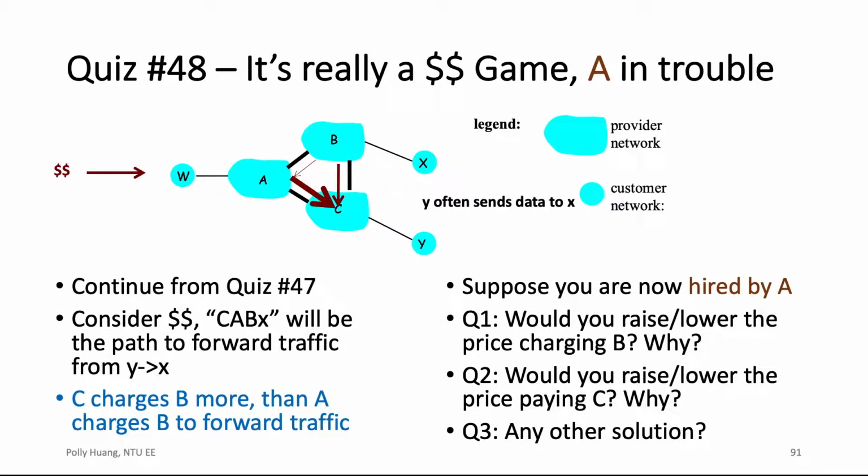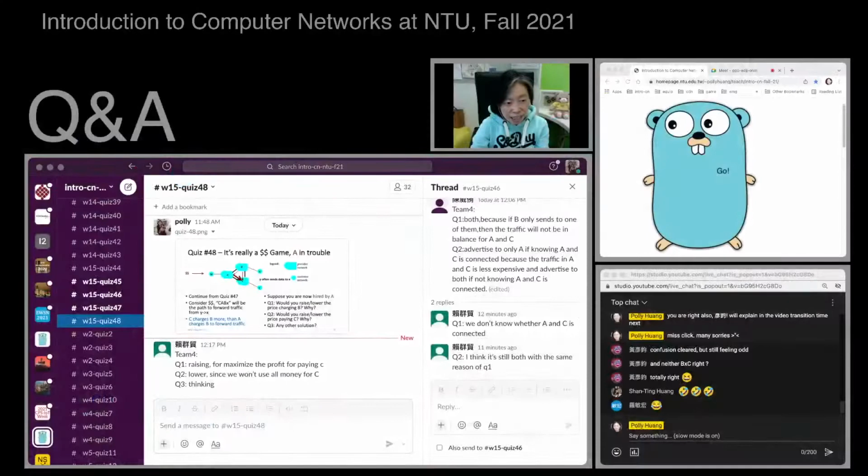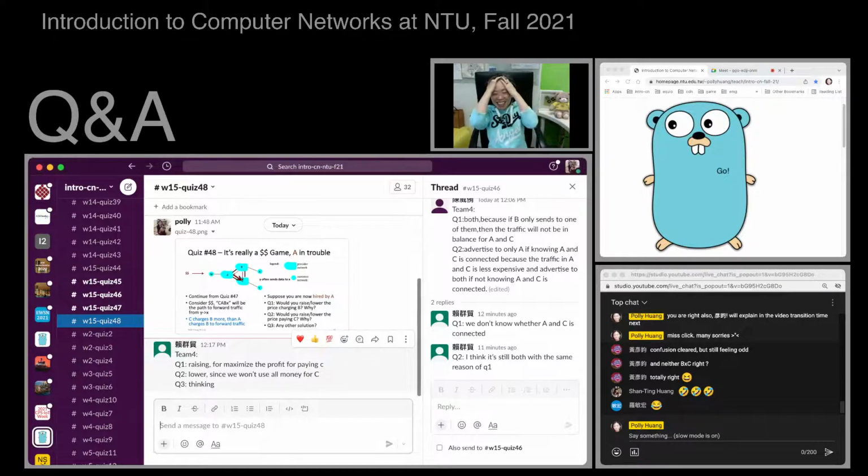So let's see. I see some teams also trying to address quiz 48. Team 4, raising. Obviously, you need to charge C more, definitely. I'm sorry, charging B more, definitely. And ask C to charge less. Q3 thinking, okay, sure. Team 4 still thinking.